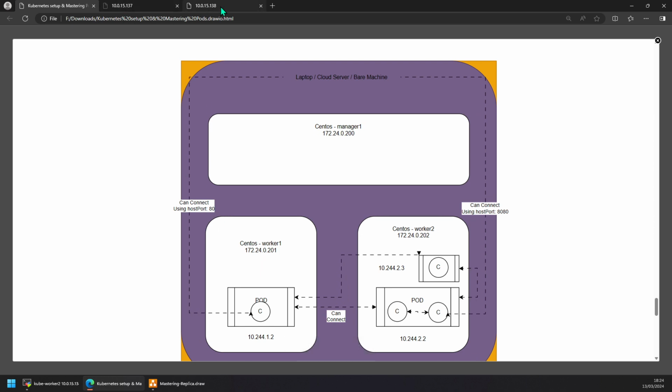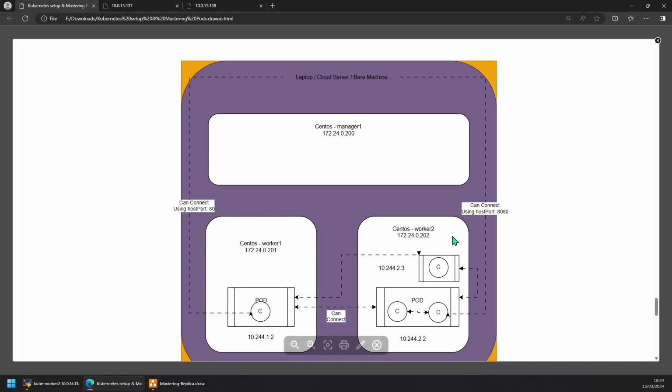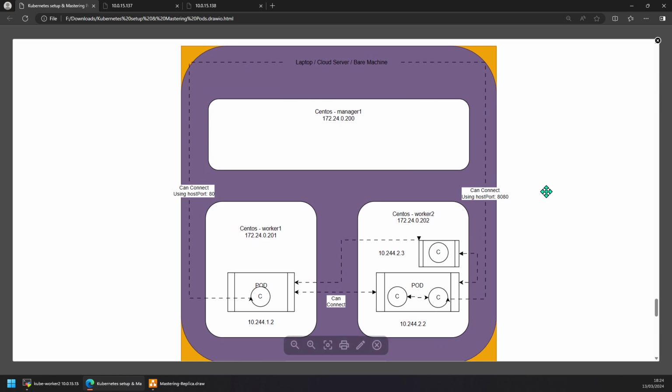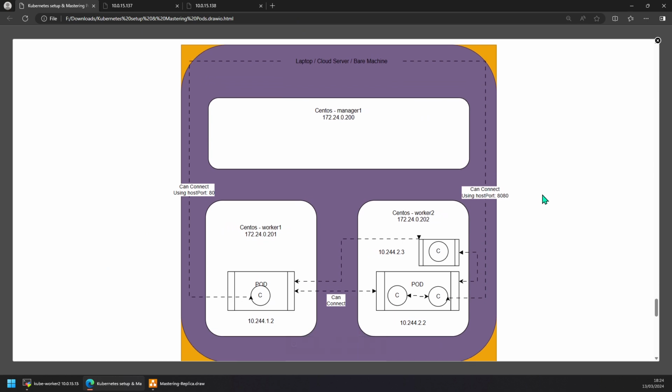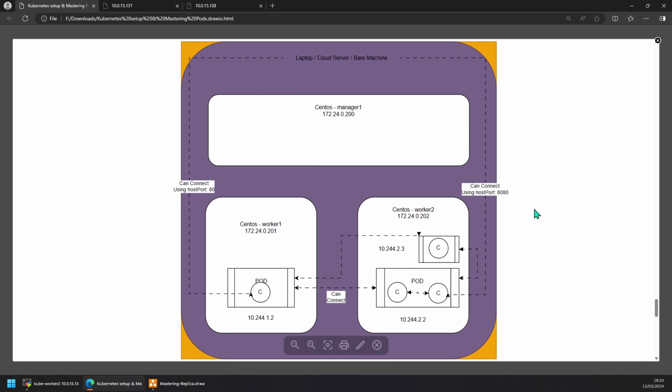So I have 137 and 138. These are two different IP addresses, which are basically the two different worker nodes. So 137, 138. It may be a bit hard for someone who is very new to this, because we are talking about various different IP addresses, and it may be very confusing, but do leave a question. I'll try to answer it as smoothly as I can.